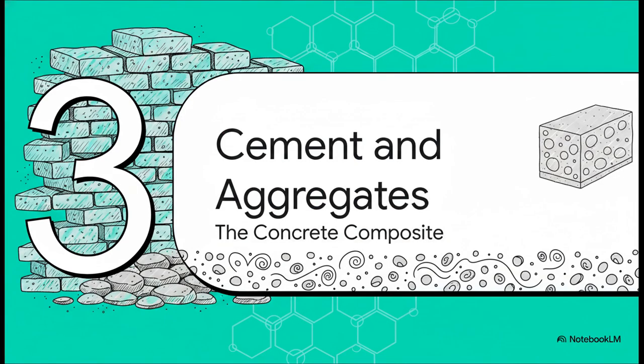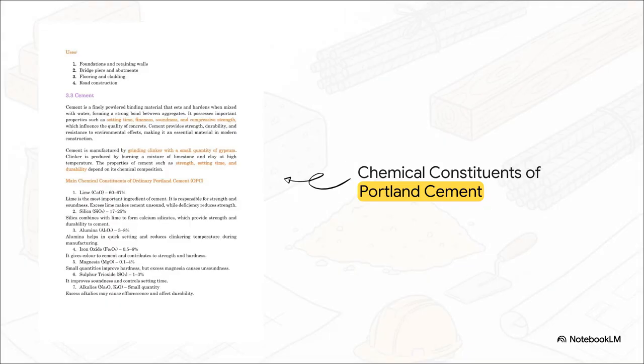Section 3. Cement and aggregates. The concrete composite. If bricks and stones are the traditional building blocks, concrete is the ultimate composite material. Let's look at the chemistry of its structural glue, ordinary Portland cement, or OPC. Cement is made by grinding a fused material called clinker with just a touch of gypsum.